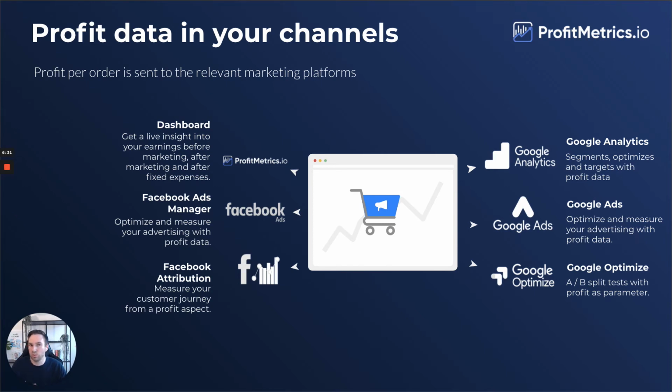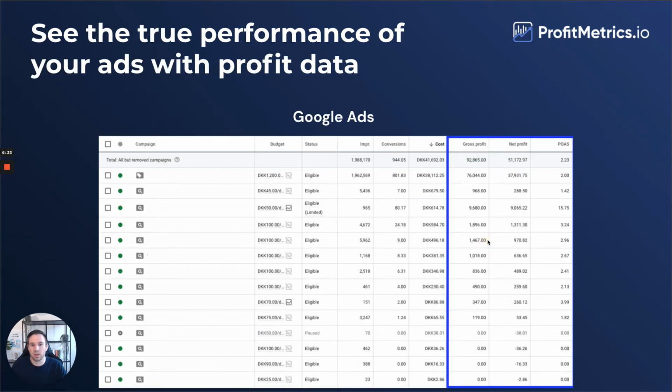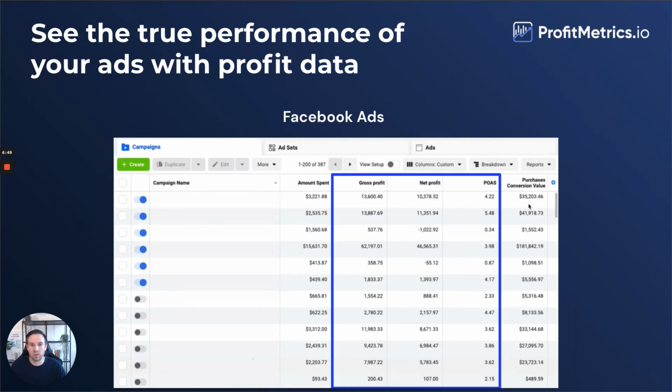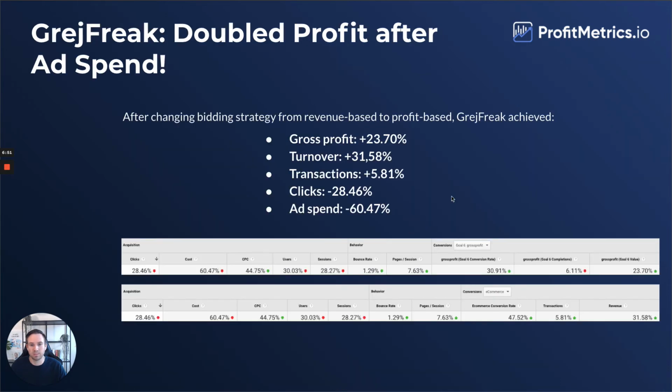This is what we do with one-click installations. This way you can have the gross profit, net profit, and then the POAS inside, for example, Google, to optimize with. So here, one is break even. You can see I make approximately 40% with 1.4. You can have it in Google Analytics. You can have it inside Facebook.